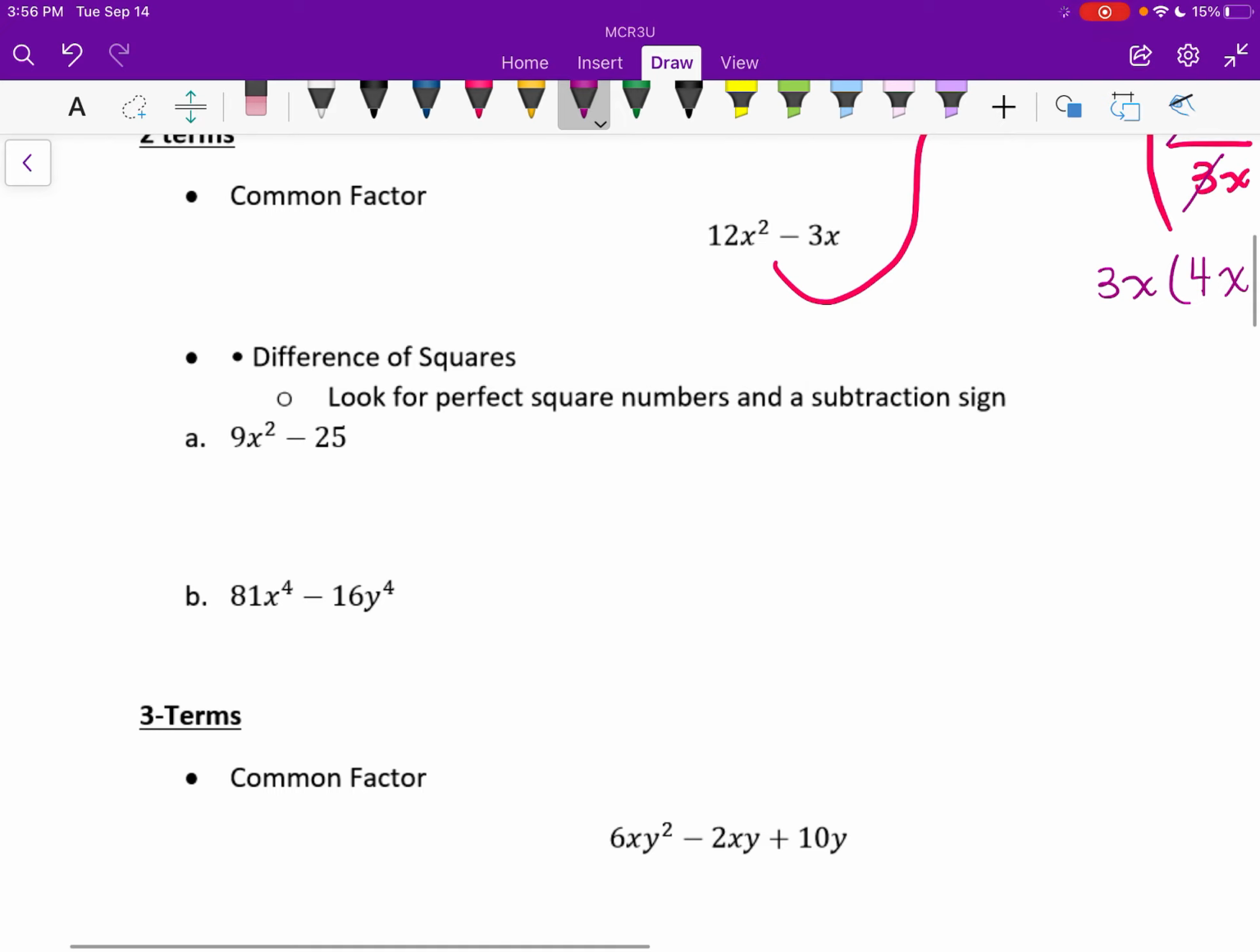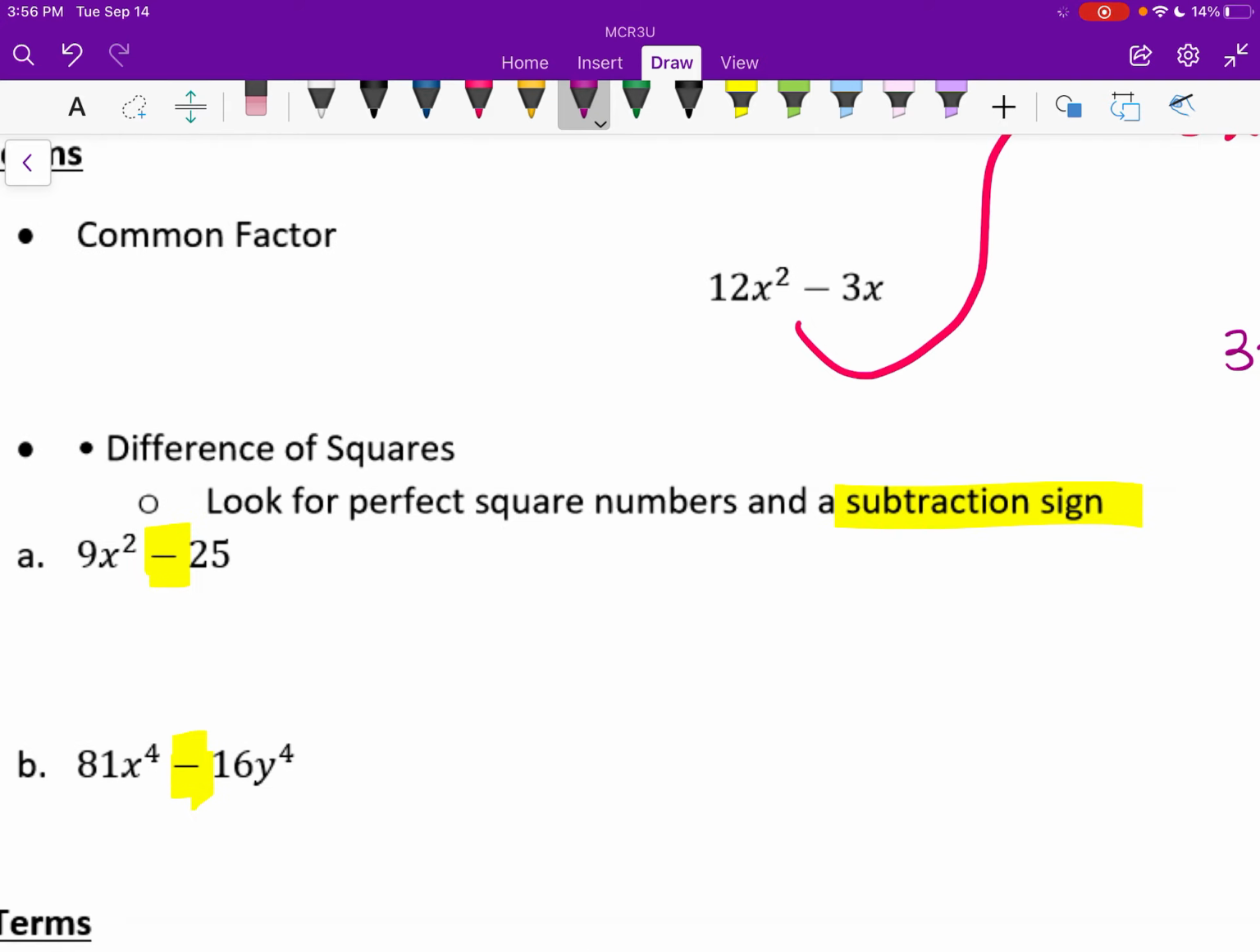When we're doing difference of squares, this is just a quick way to do a 2-term, right? If you look at a difference of squares and you see that there are 2 terms that are perfect squares, and most importantly, there's a subtraction sign in between them, this means that you can use a quick method. The quick method is basically that you can take the square root. So if you have a squared minus b squared, you take the square root of the first one, the entire term, and the square root of the second one, and add them together.